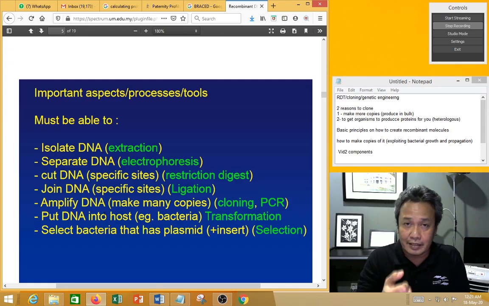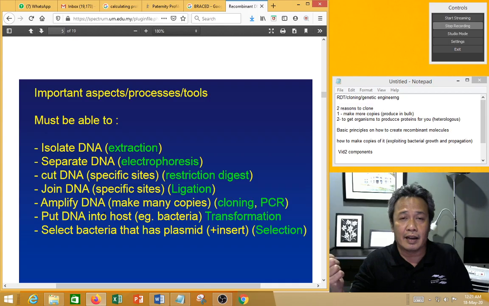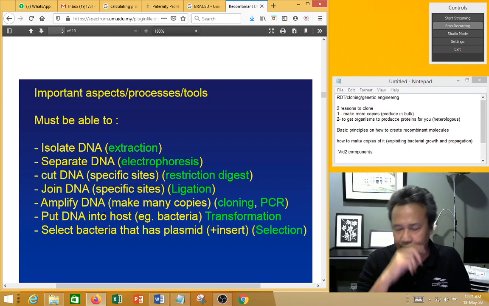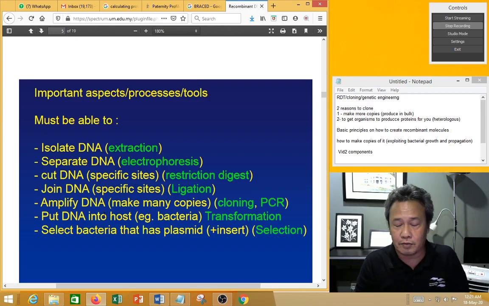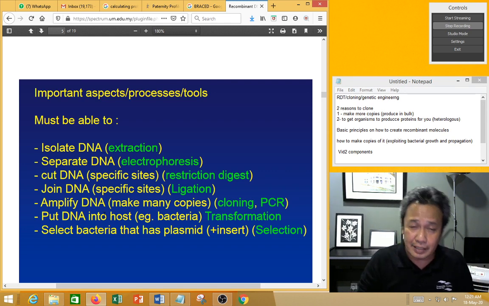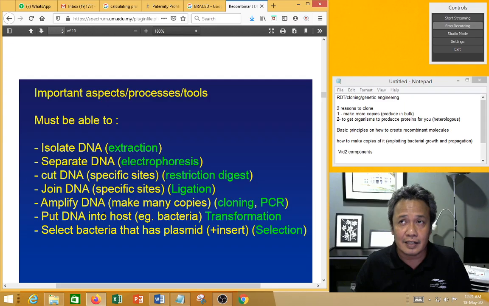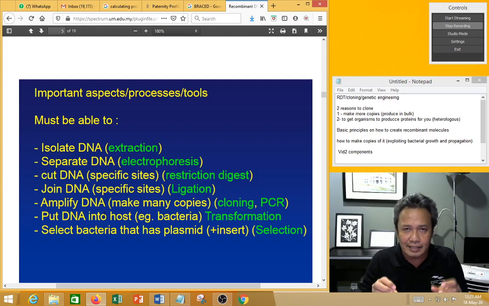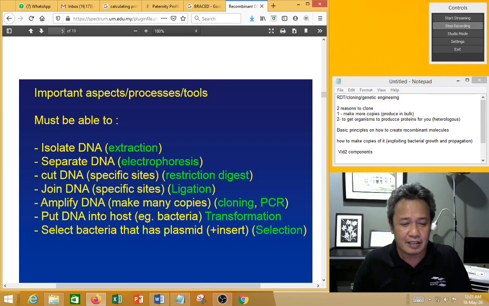And then you take this out, and you put it into the bacteria. It's a process called transformation. So again, you have lots of bacteria. Some of them will take it up, some of them will not, but you will be able to choose or select which ones have taken it up. This is the whole process that we call selection. We're going to do that as well.